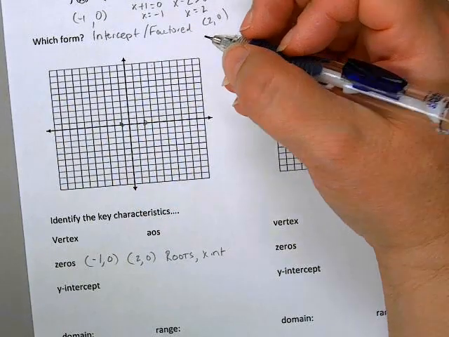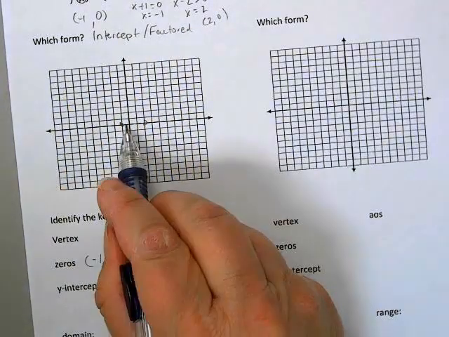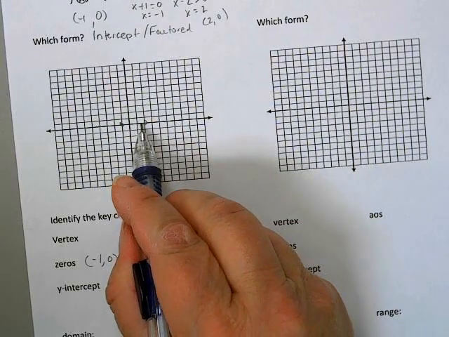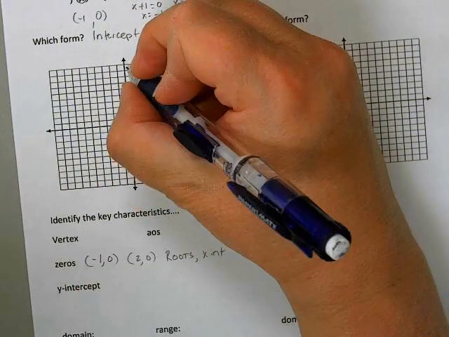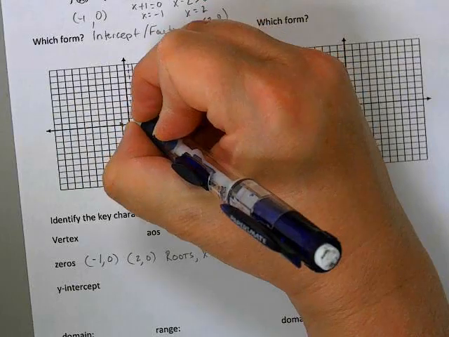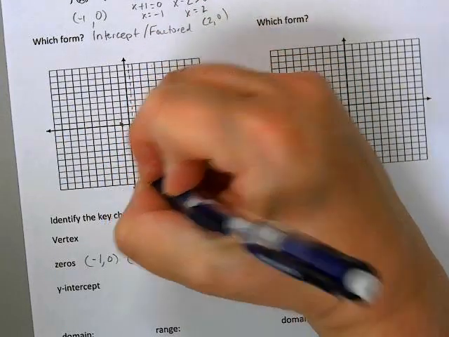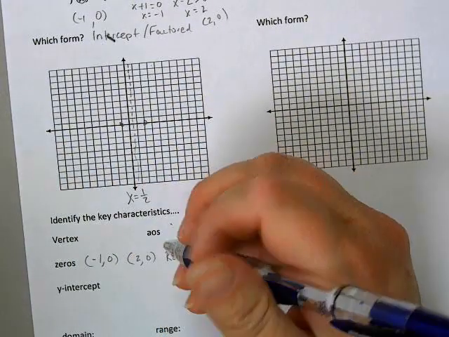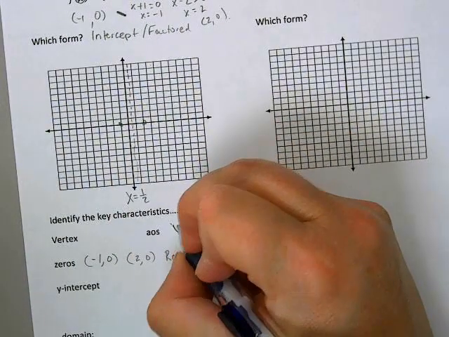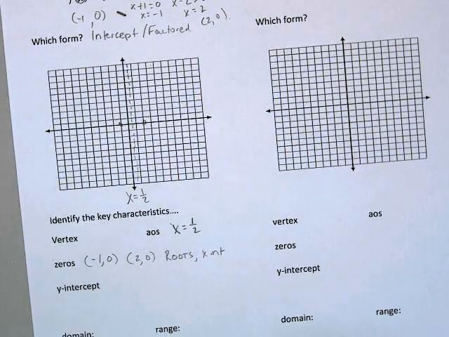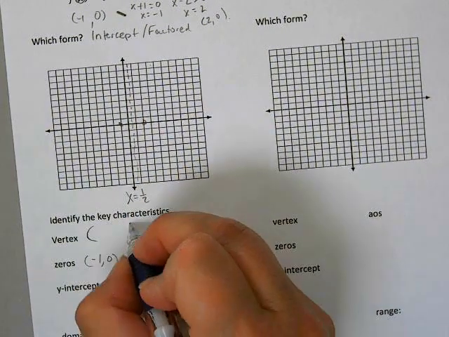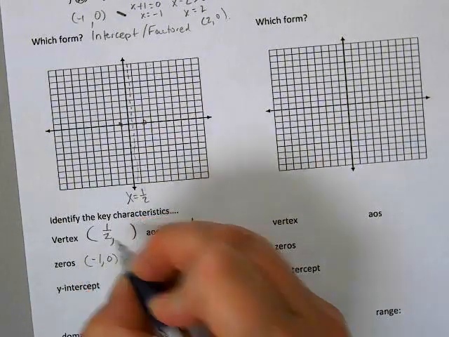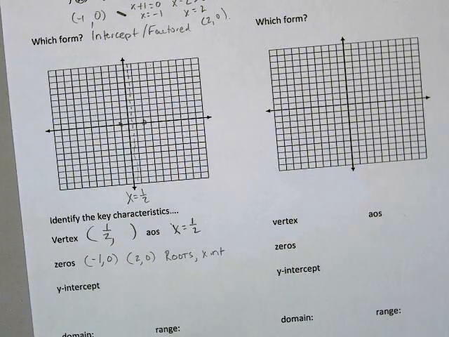I know that those 2 points are symmetric. So 1, 2, 3 units between them. If I go 1.5 units in from each point, I'm on my axis of symmetry. So x equals 1/2 would be our axis of symmetry. If that's my axis of symmetry, then I know the x value of the vertex is also 1/2.